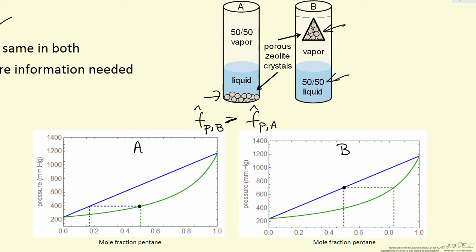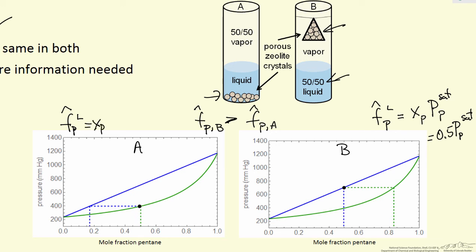And so we can look at these diagrams and say, for system B, the fugacity of pentane in the liquid phase is going to be equal to the mole fraction of pentane in the liquid phase times the saturation pressure of pentane. So this is 0.5 times the saturation pressure of pentane. For system A, we can say the same thing, that the fugacity of pentane in the liquid phase, and the hat is to symbolize that we're talking about a mixture, is the mole fraction of pentane for system A times the saturation pressure. The saturation pressure is the same because we're at the same temperature.